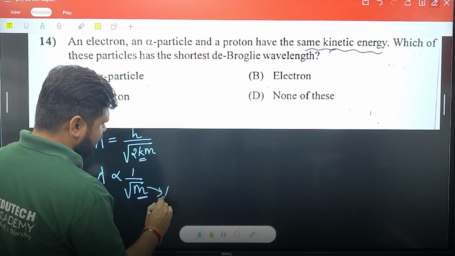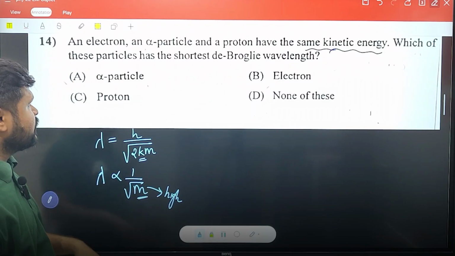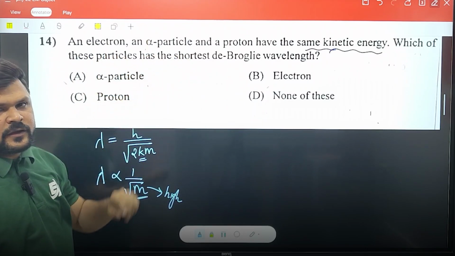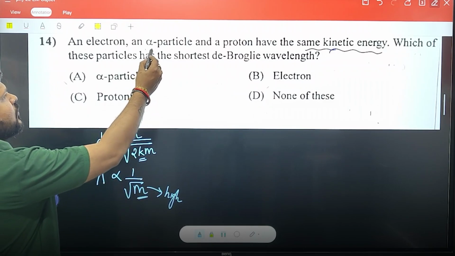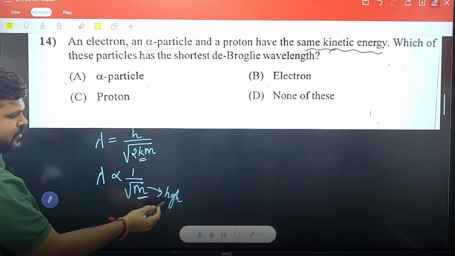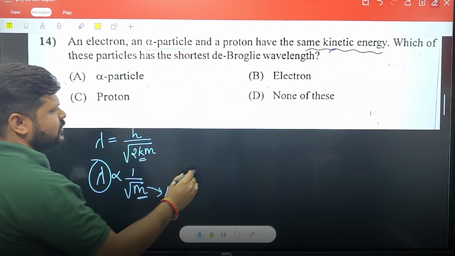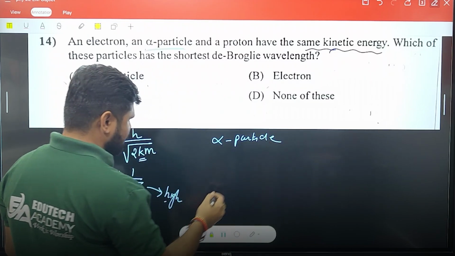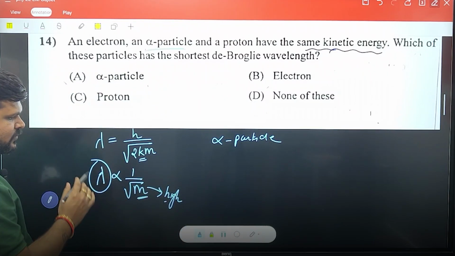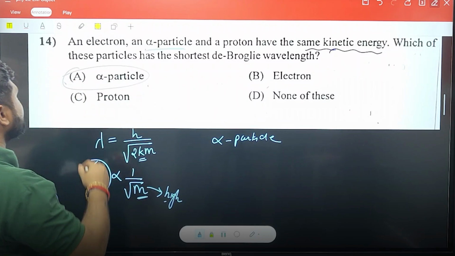becomes highest or largest. So just find which of these three particles has the largest mass. Alpha particle. This alpha particle has the highest mass, so its wavelength will be shortest. So the correct answer is alpha particle, because its mass is highest, so its wavelength will be lowest. So the correct option is option A.